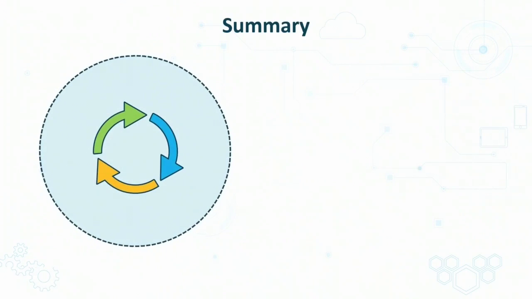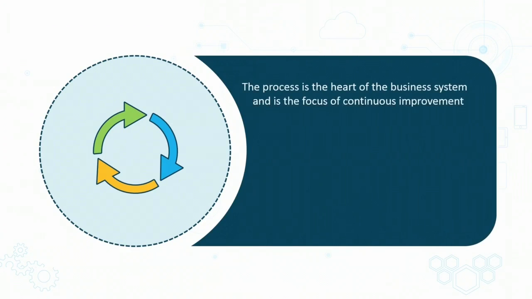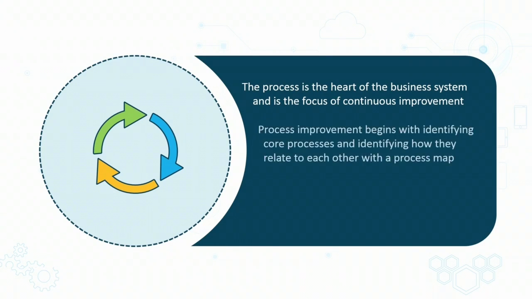An organization conducts business through employees and business systems that consist of processes, sub-processes, and steps. The process is the heart of the business system and is the focus of continuous improvement. There are core processes and support processes. Core processes are essential to the accomplishment of a company's mission and goals. Support processes serve the core processes and the organization. Process improvement begins with identifying core processes and identifying how they relate to each other with a process map.